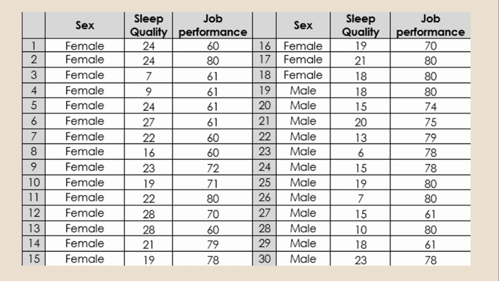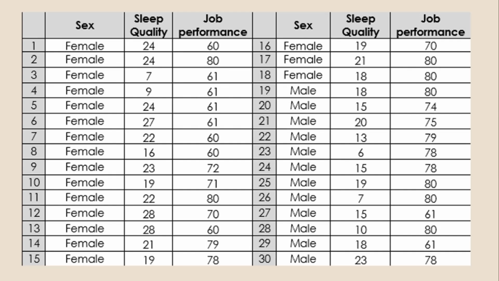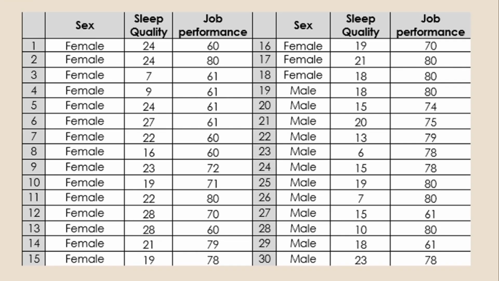For example, let's look at our first female respondent. She has a score of 24. If we look back at our scoring guide, the 24 means she has severe clinical insomnia. If we look at her job performance, her score is 60 and she only meets the expectations. That's how we're going to use this scoring guide to understand the table more.